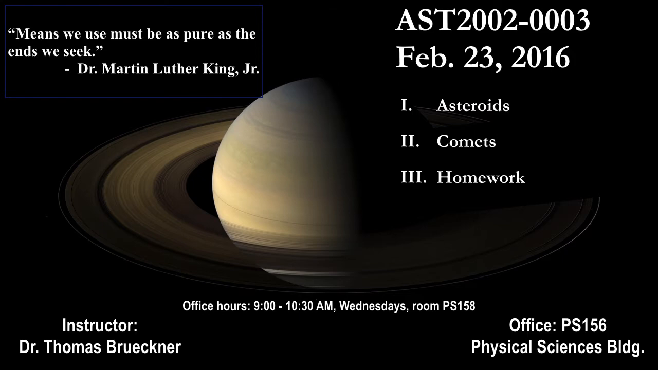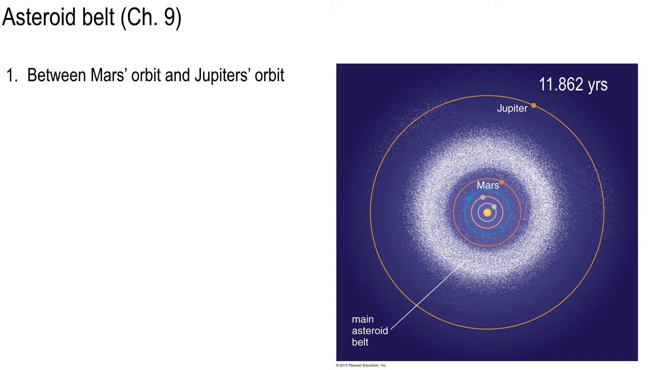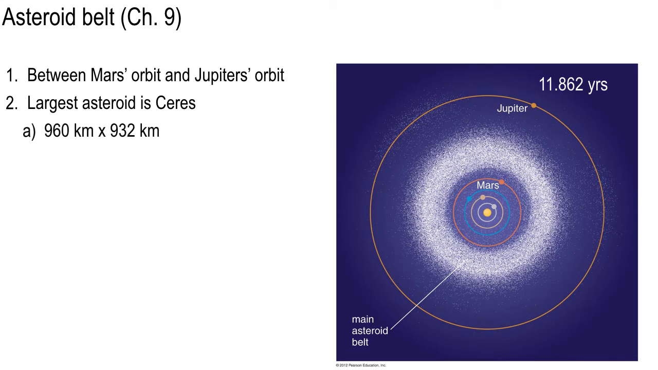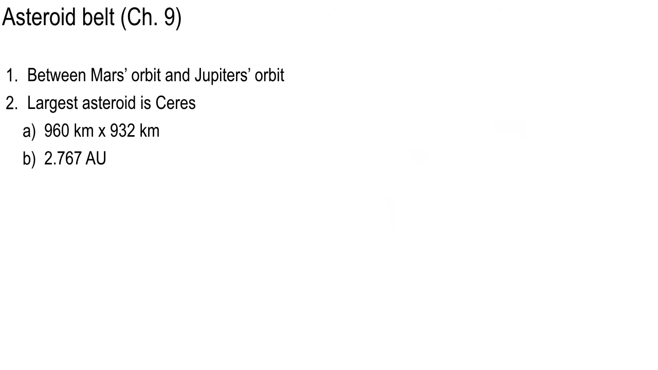Okay, let's continue and talk about Chapter 9 concepts. The asteroid belt is an interesting place. Just a few basic specs about it. The largest asteroid is Ceres. It's about 960 kilometers in diameter. It's not a perfect sphere. Its orbital distance is 2.767 astronomical units. So it's out there past Mars, which is about 1.5, but it's not quite as far as Saturn. It's part of the asteroid belt.